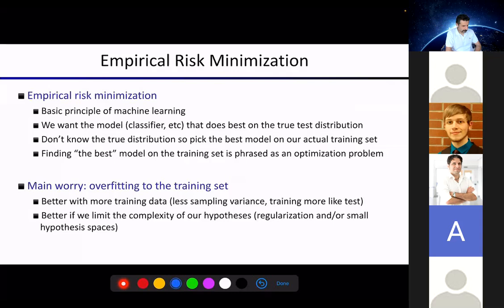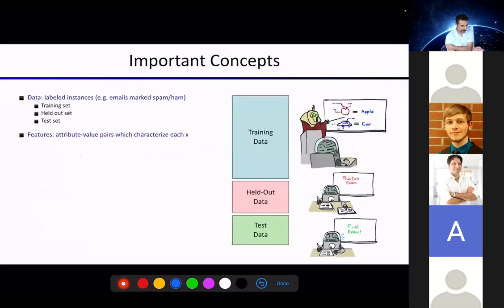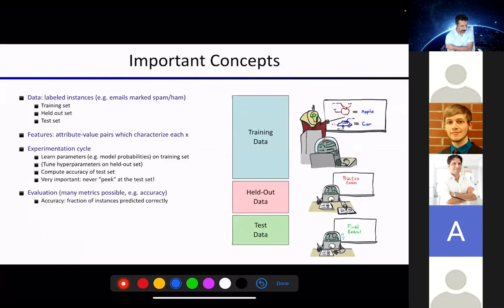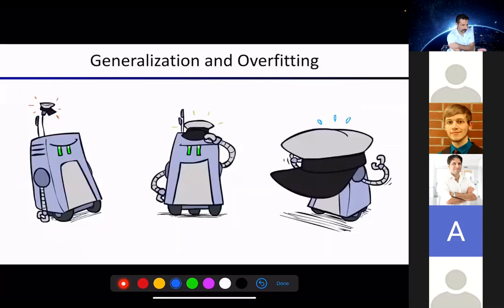There are some details about empirical risk minimization and what is the best model based on your training data. We discussed some of these: what is overfitting, what is hypothesis space, what is regularization. These are things we discussed, but let's also have some conversation about them because they are important. What do we mean by generalization? What do we mean by overfitting?